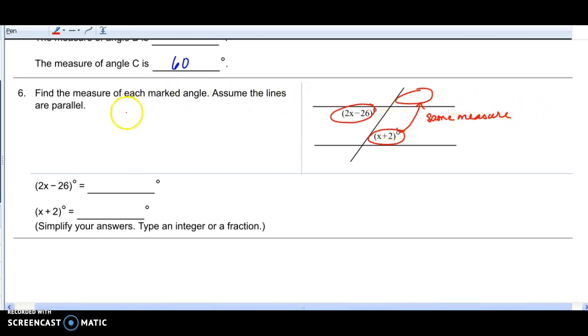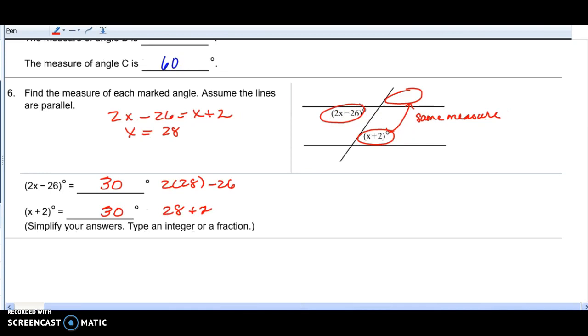So the equation I need to set up is 2x minus 26 equals x plus 2, and I can find the value of x. Consequently, find my two angles. So solve it and find your two angles. You'll see that they're both 30 degrees because x turns out to be 28, and they have to be the same value since they're vertical angles.